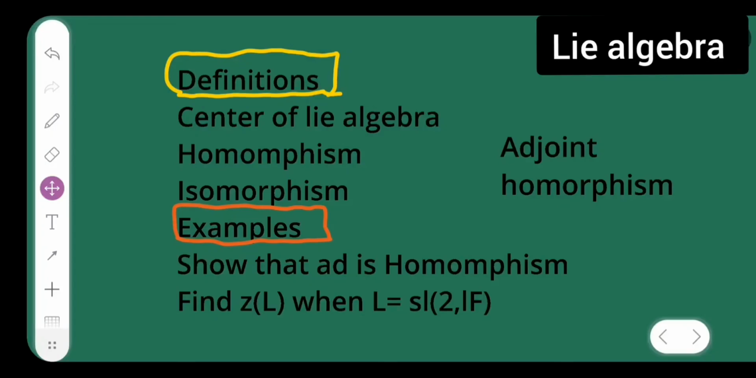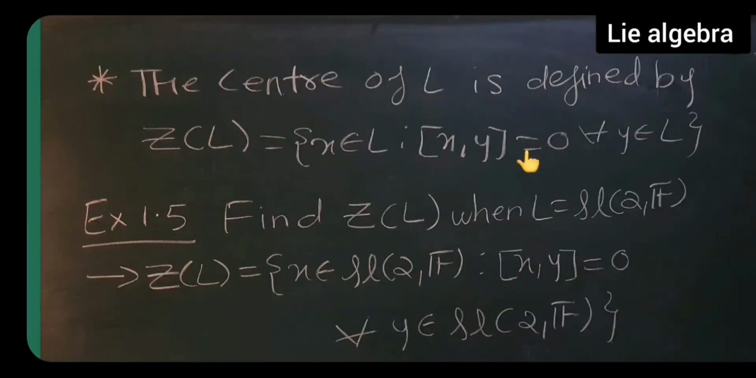This is lecture 22, and today's topic of Lie algebra is definitions of center of Lie algebra, homomorphism, isomorphism, adjoint homomorphism, and examples to show that ad is a homomorphism and find Z of L when L is equal to SL of 2, F. Let's start with the class. So this is the Lie algebra chapter 4, lecture 22.